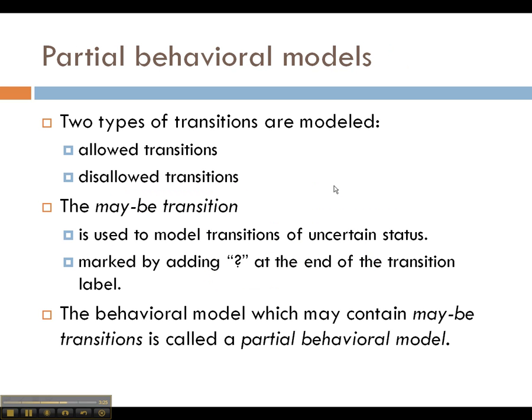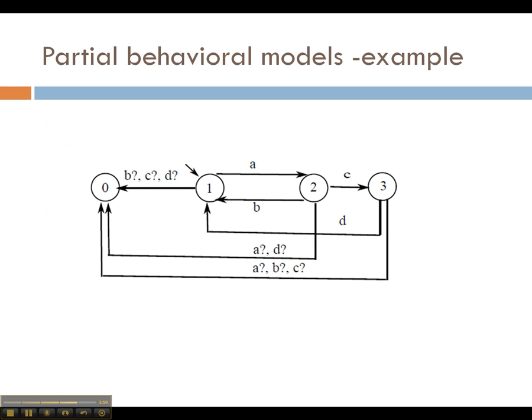Partial behavioral model. Usually in a behavioral model we model two types of transitions: allowed transitions and disallowed transitions. There is another type of transition, which is the maybe transition, which is used to model the uncertain status of a transition and is marked by a question mark. A behavioral model that contains maybe transitions is called a partial behavioral model. This is an example of a partial behavioral model.